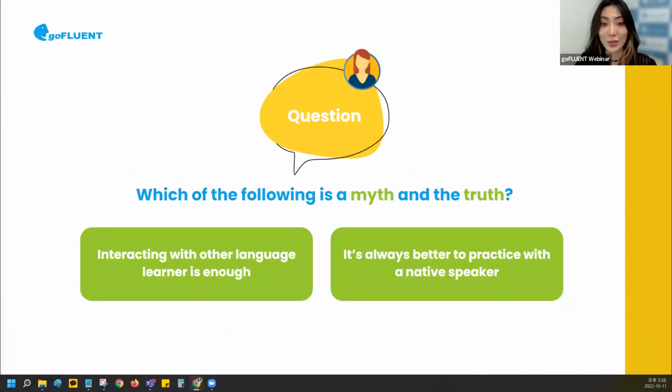So next question, which of the following is a myth and which is the truth? Interacting with other language learners is enough, or it's always better to practice with a native speaker.